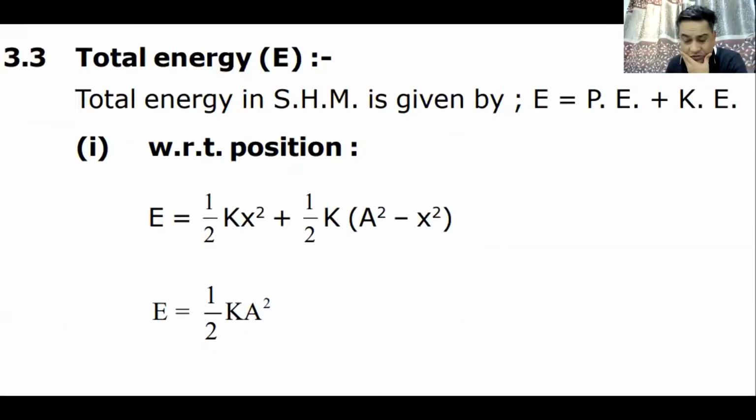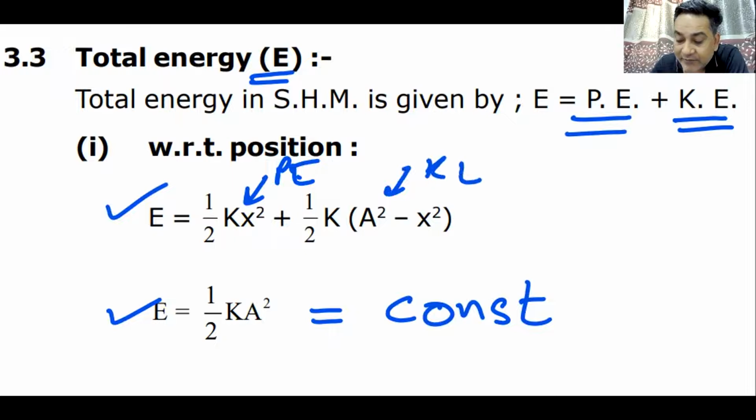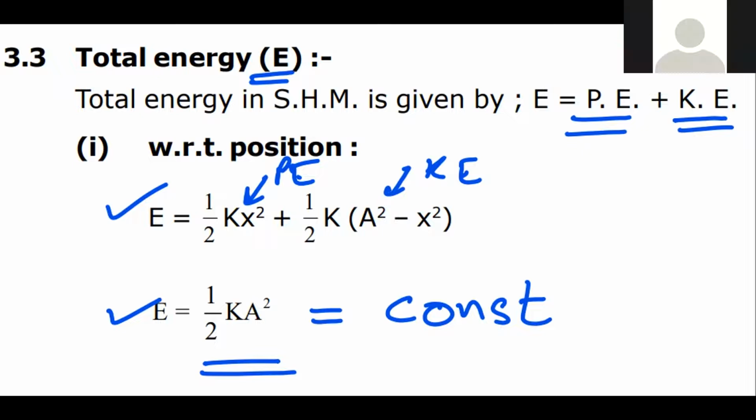Then we get to the next point, where we have to find the total energy. Total energy in SHM is given by potential energy plus kinetic energy, and we have seen that the total energy should remain constant. Yes or no? If I add potential energy and kinetic energy, I will always end up with half k a square, and this will remain constant at all times. At extreme position, this entire energy is potential energy. At mean position, this entire energy is kinetic energy. In between, at any point, the energy will be a combination of kinetic energy as well as potential energy. Do we understand this? I'll give you a minute to note it down.